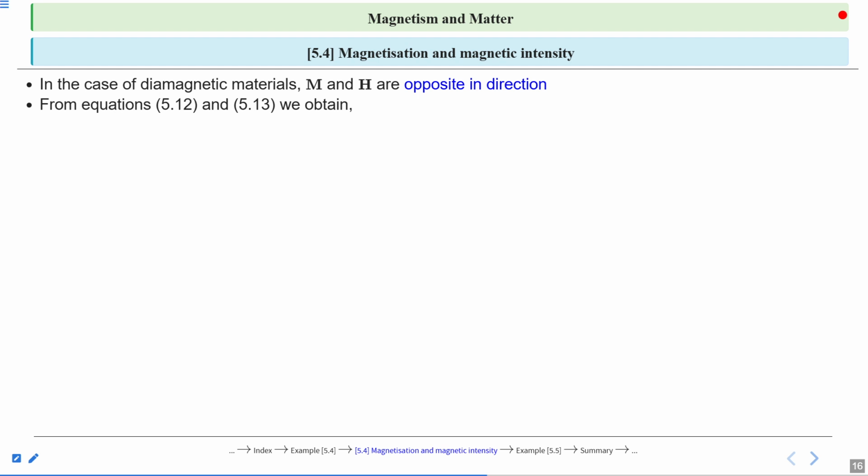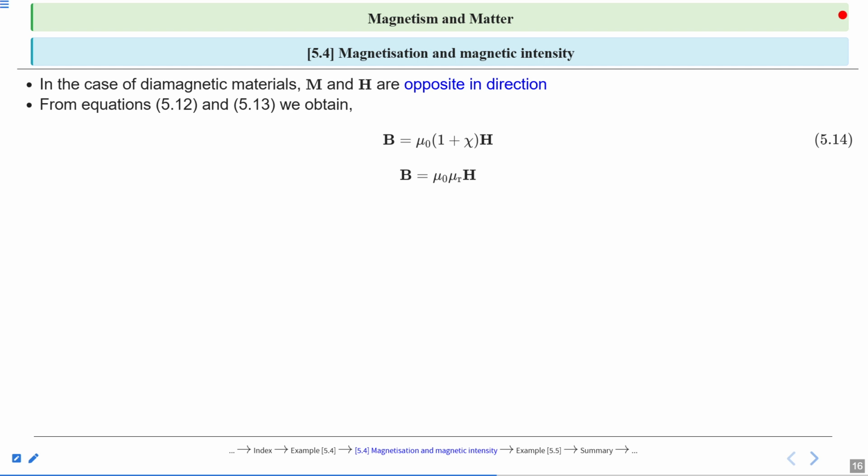From equations 5.12 and 5.13 we obtain B is equal to mu naught (1 plus chi) H. Got it? What was the equation? That was B equal to mu naught (H plus M), the total magnetic field. Now we are replacing M with chi H. So H will come out as common, and in the bracket it will remain as 1 plus chi. Mark it as equation 5.14.